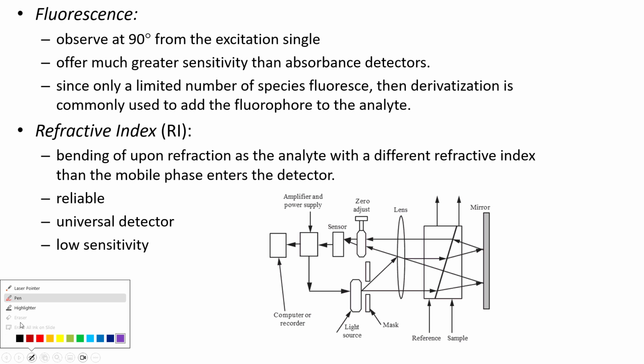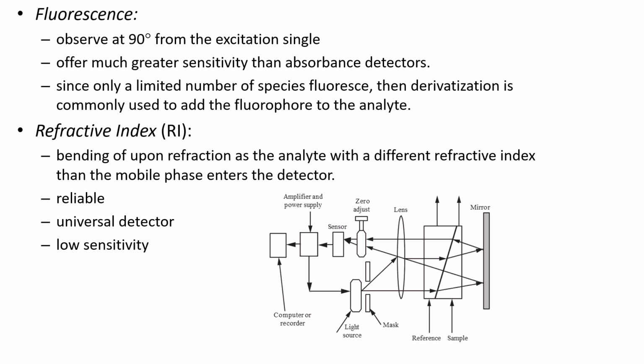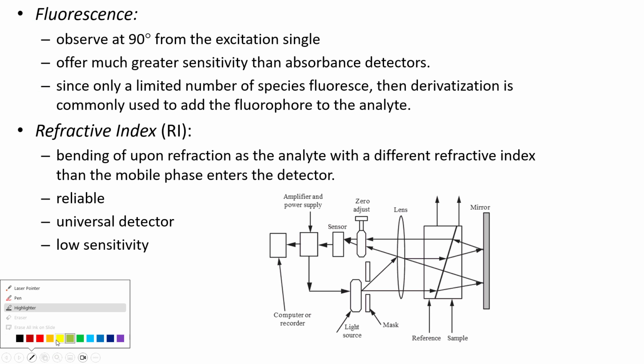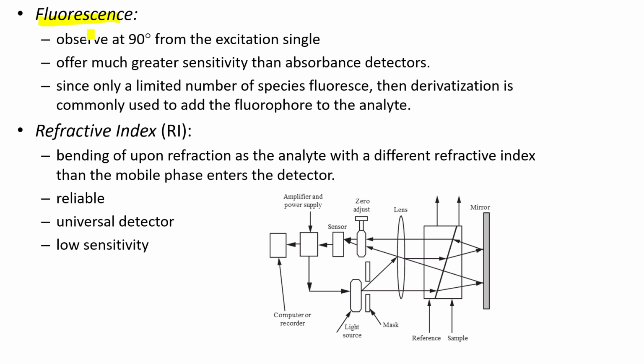Right, we can do fluorescence. So in fluorescence, we can take in anything that has fluorescence properties. We can observe fluorescence at 90 degrees for excitation. Why? Much better sensitivity than absorbance. The problem with it is only a limited number of species fluoresce, but then we can do derivatization to add a fluorophore to the analyte, and make it fluoresce, and then separate those things out.